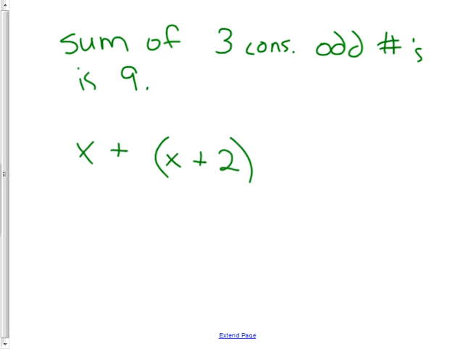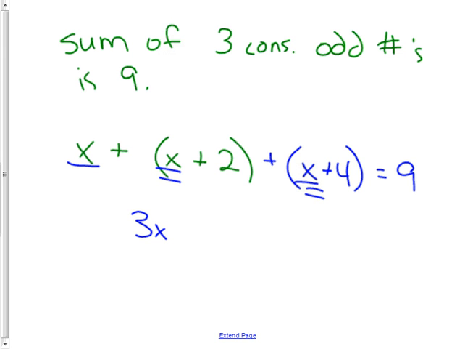So how much would my third number be? Well, let's see. 1, 3, 5. 5 is how many more than 1? 1, 3, 5. 4 more. So it's x plus 4 equals 9. Same thing. How many x's do we have? So 3 times x. And 2 plus 4 is 6, equals 9.